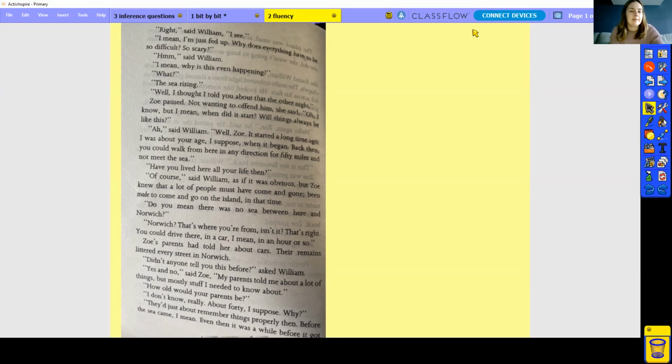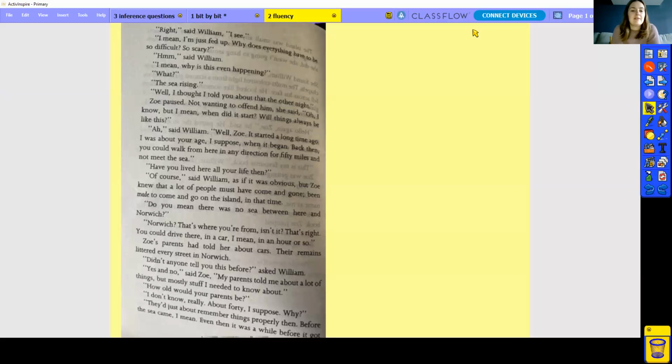So, right, said William. I see. I mean, I'm just fed up. Why does everything have to be so difficult, so scary? Said William. I mean, why is this even happening? What? The sea rising? I thought I told you about that the other night. Zoe paused, not wanting to offend him. She said, oh, I know, but I mean, when did it start? Will things always be like this? Ah, said William. Well, Zoe, it started a long time ago. I was about your age, I suppose, when it began. Back then, you could walk from here in any direction for 50 miles and not meet the sea. Have you lived there all your life then?